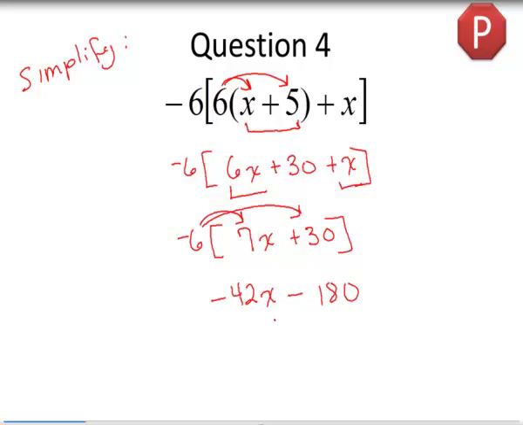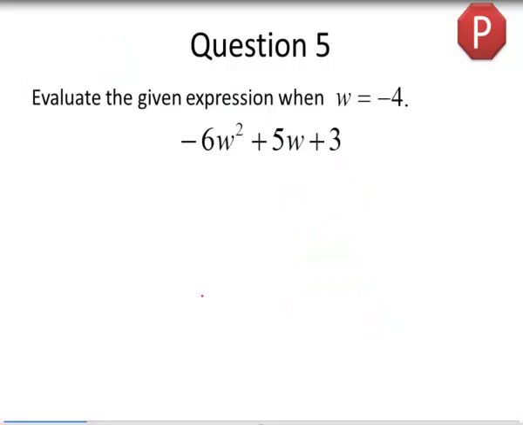All right, the like terms are determined by the variable. Since this term has an x and this one doesn't have any x, they're not like terms, so we can't add them together. So this is the final answer here. Do we have any other simplify questions? No? How about evaluate? Let's evaluate.